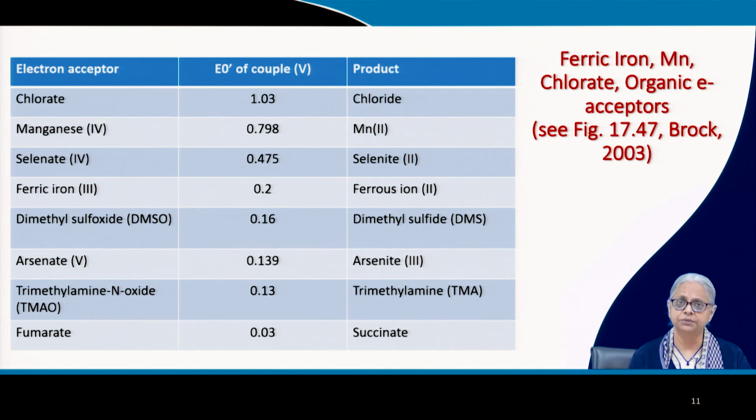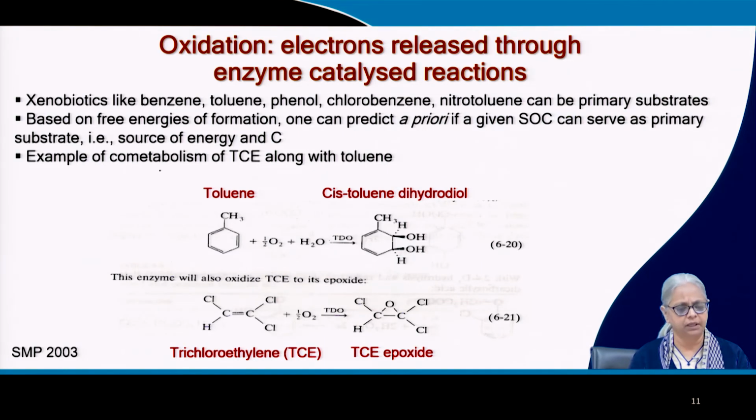DMSO is a compound that is often found in water, especially seawater, and TMAO as well. And then you have arsenate. Arsenate 5 is being reduced to arsenate 3, and fumarate and succinate. So these are some, I don't want to call them novel electron acceptors, that's the wrong word, but these are very different. They are not the usual electron acceptors. Then we come to the next one.